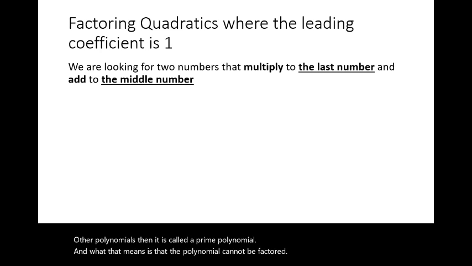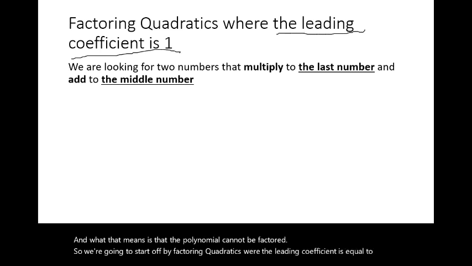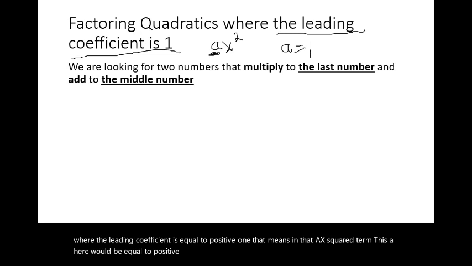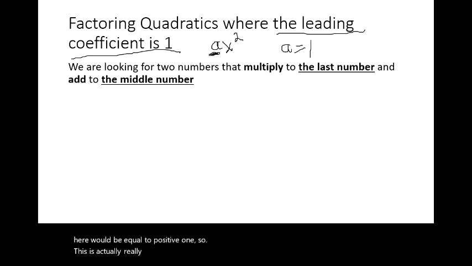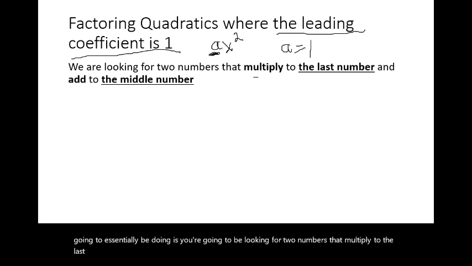So we're going to start off by factoring quadratics where the leading coefficient is equal to 1. So where the leading coefficient is equal to positive 1, that means in that ax squared term, this a here would be equal to positive 1. So this is actually really easy. To factor quadratics where the leading coefficient is 1, what you're going to essentially be doing is looking for two numbers that multiply to the last number and add up to the middle number.